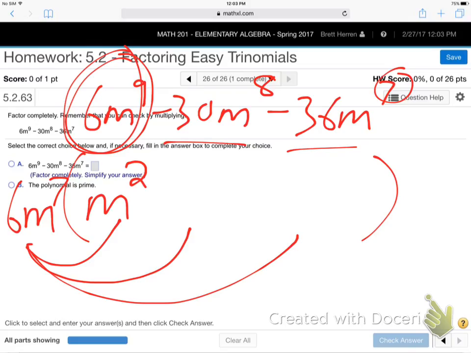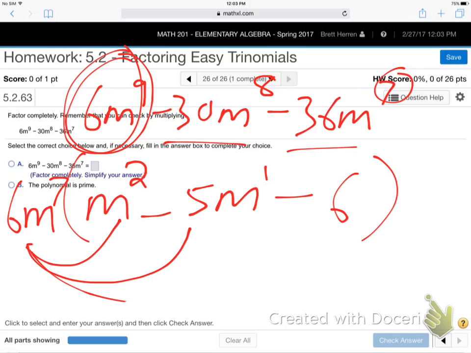All right, so b equals what? Minus 5m, because the m to the 1 and the m to the 7 had to be m to the 8. Good. And then minus 6. Good so far?